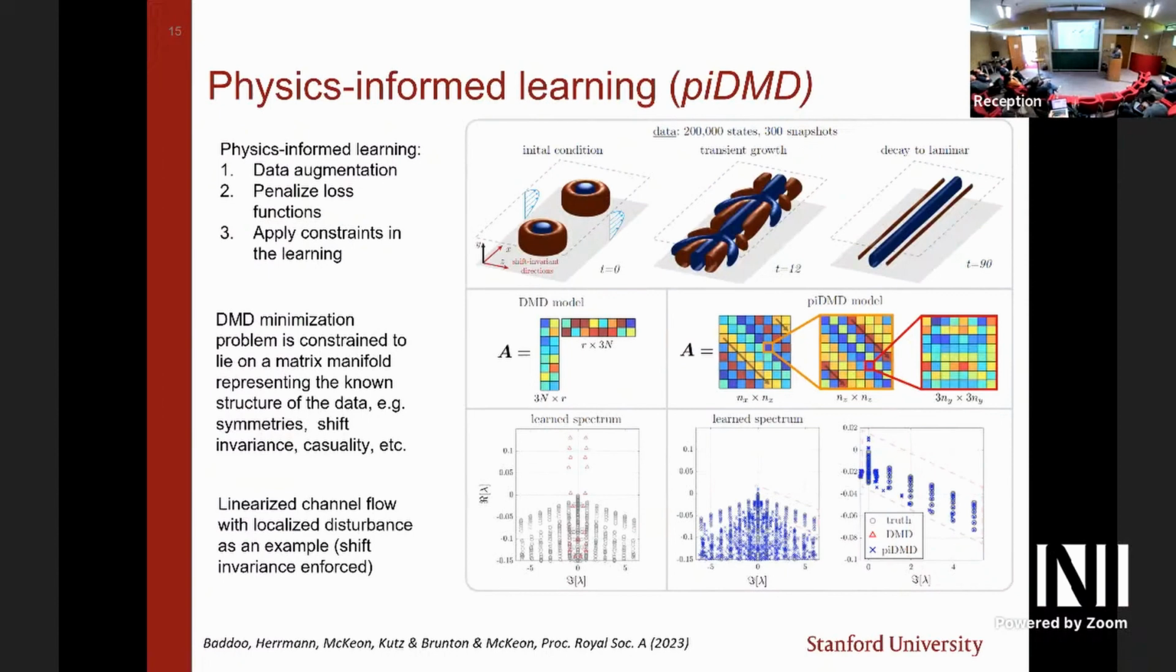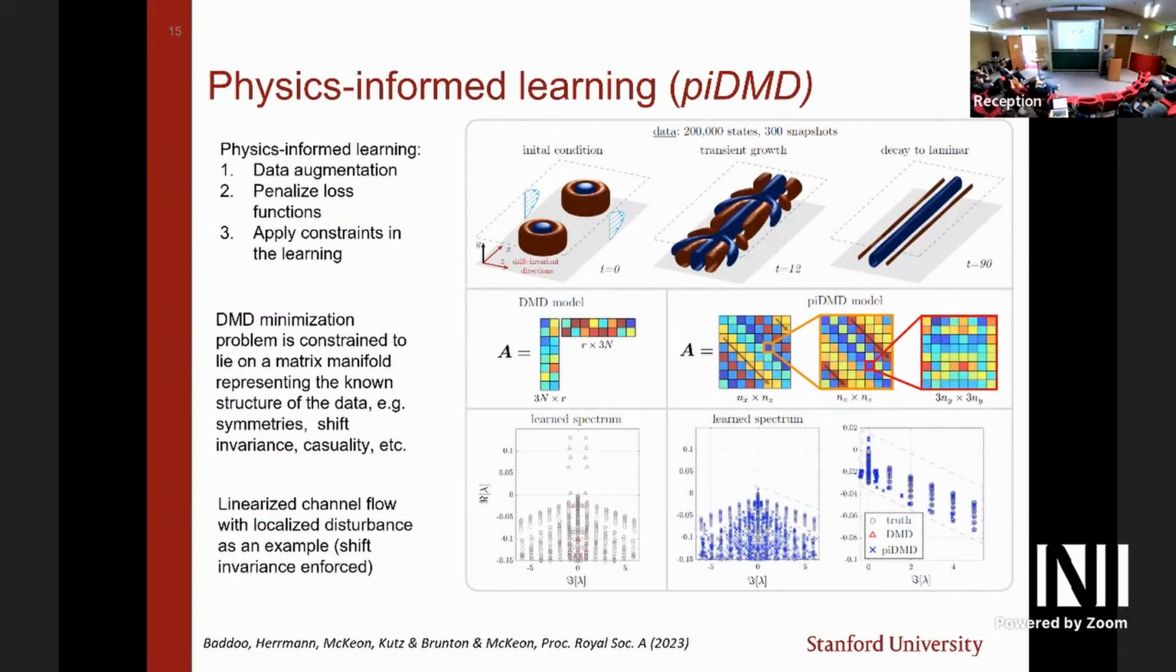So that's embedded in the actual minimization. So here's an example with linearized channel flow again. We're going to do the localized disturbance as we did in the last example before. And this time we're asking the DMD to work with this shift invariance that we know is there. And so what you see at the top is the initial condition. We monitor the transient and the decay. And now in A, we are embedding some structure.